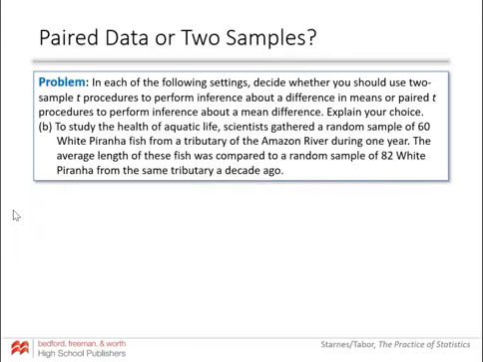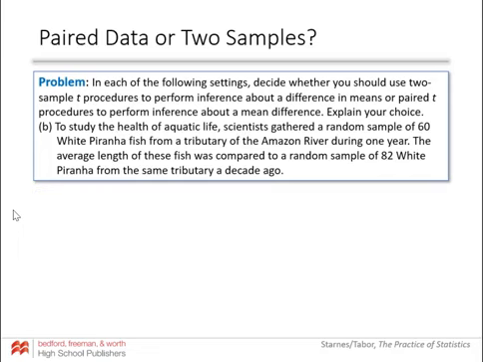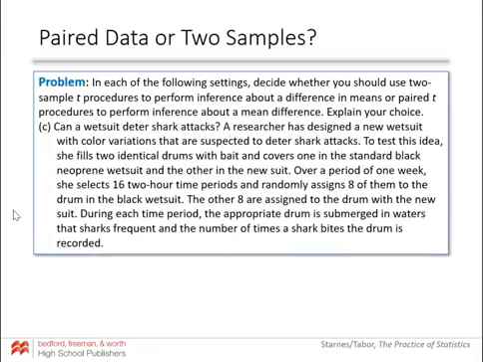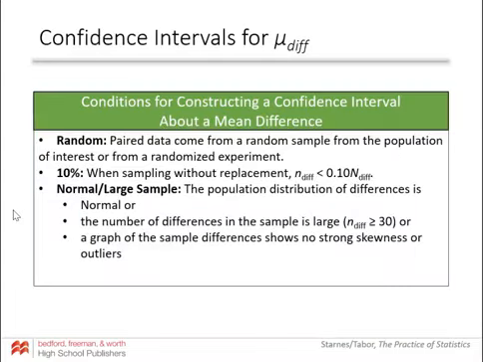Okay, same thing, pause and read. In this case, we would want two sample t procedures, what we did last section, because we have two independent random samples. And one more, pause and read. Okay, this again would be two sample t procedures because when we do each time period, we are randomly selecting who gets which wetsuit. All right, so we can do confidence intervals and hypothesis testing.